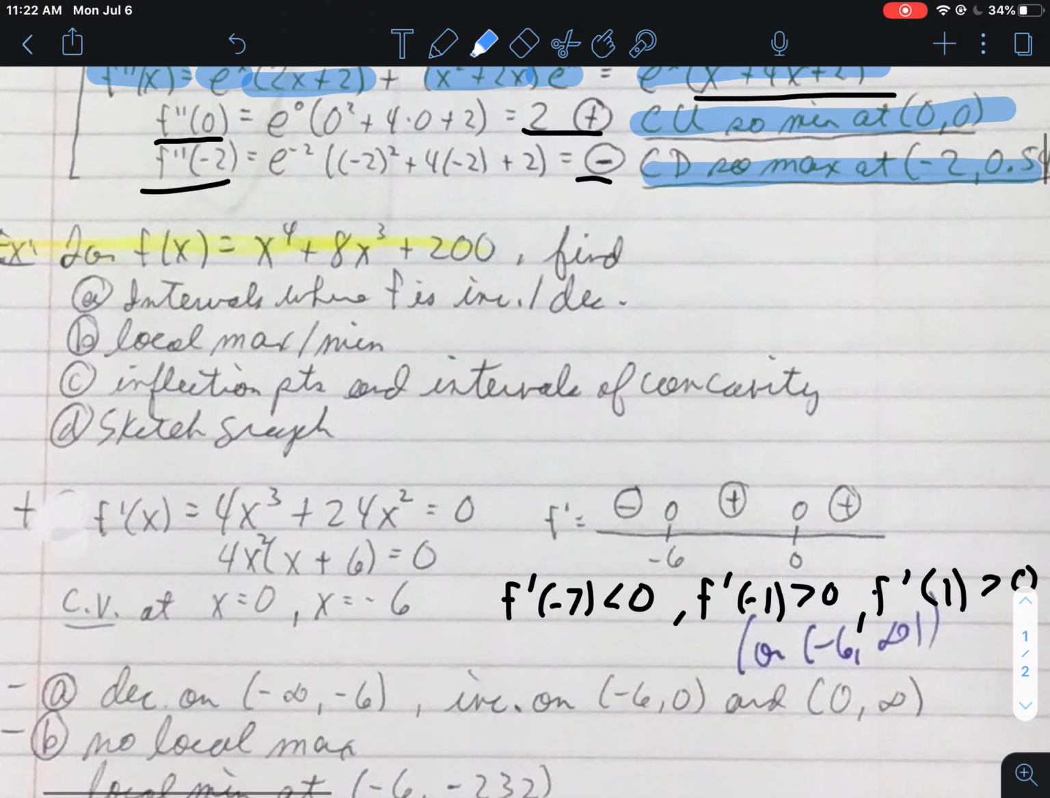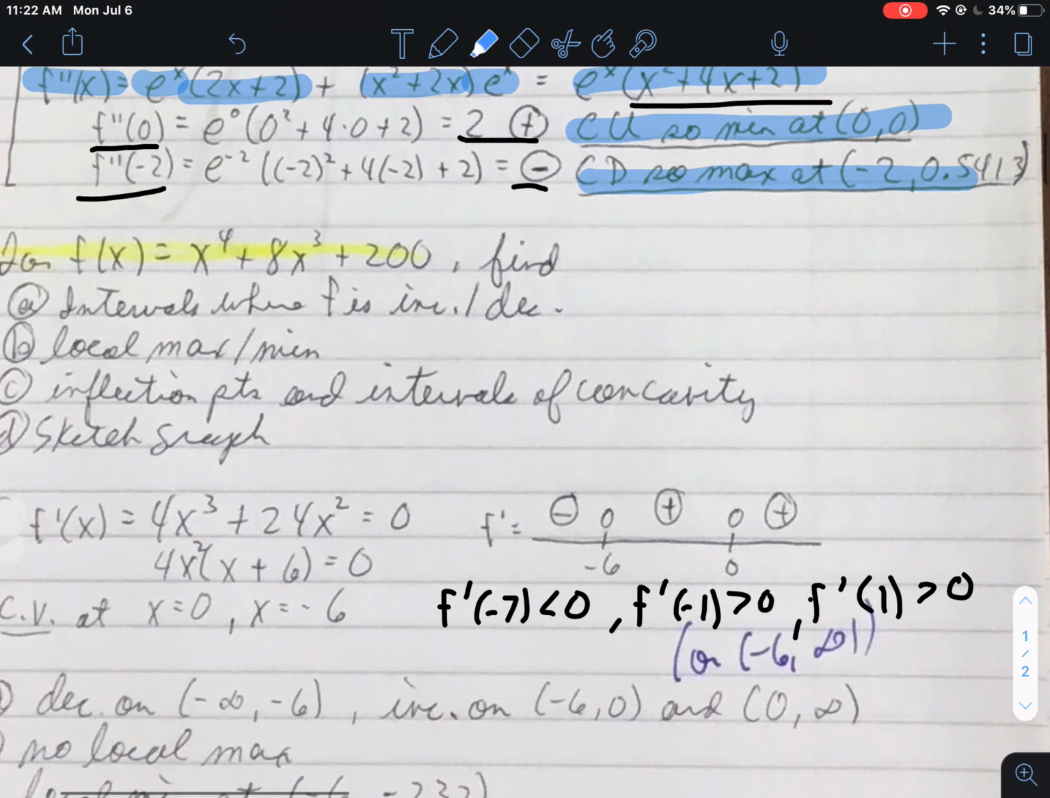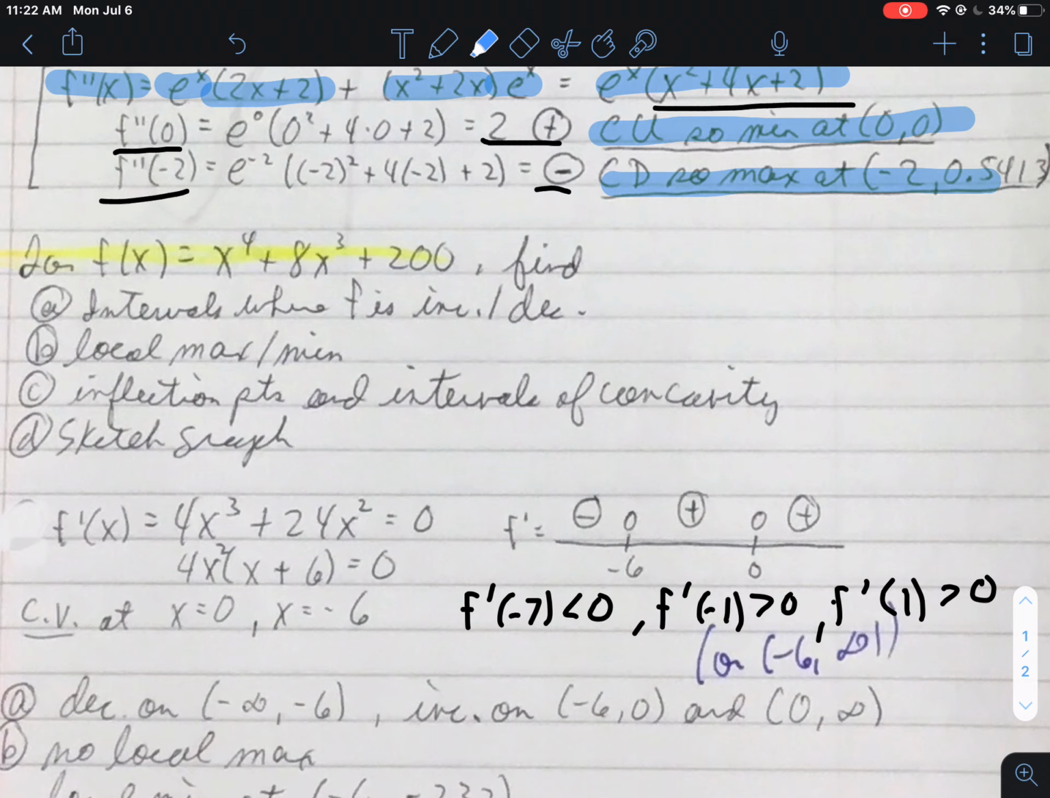All right, so here's one final example. So here's everything involved. This is a typical test question right here. Here's a function f of x. Find the intervals where f is increasing or decreasing. Locate any local maxes or mins. Identify the intervals of concavity and any inflection points.